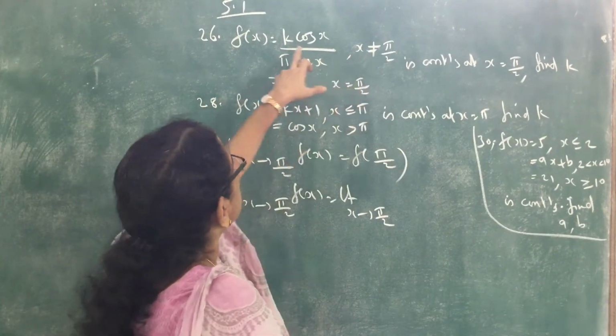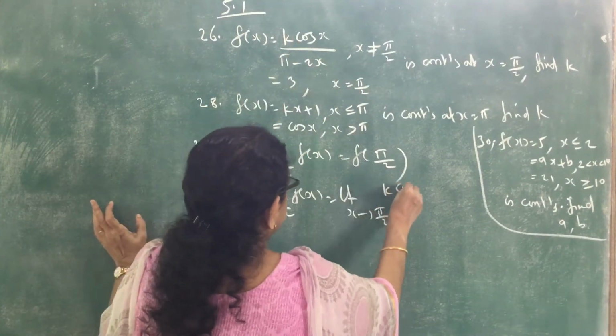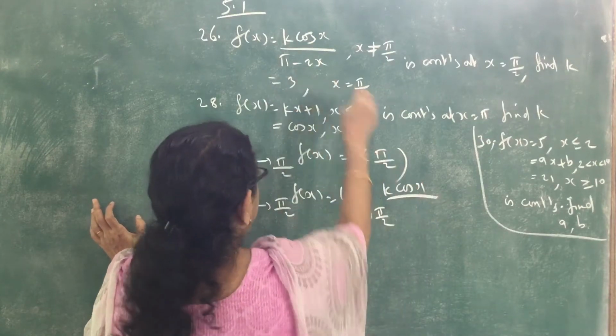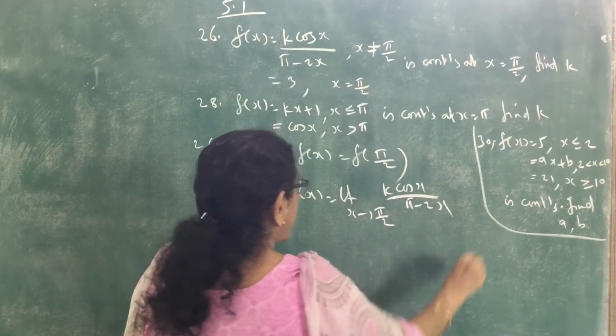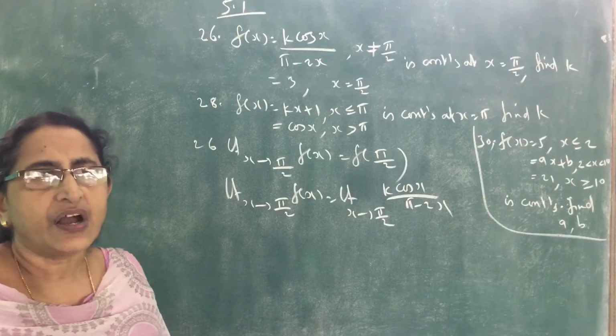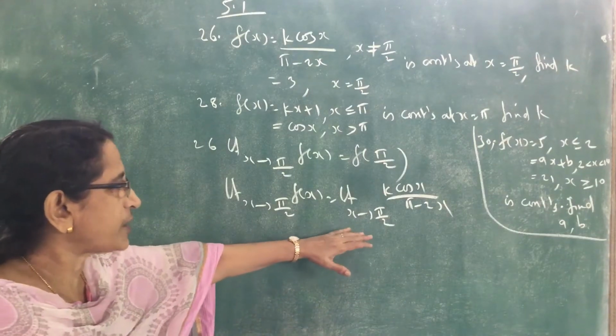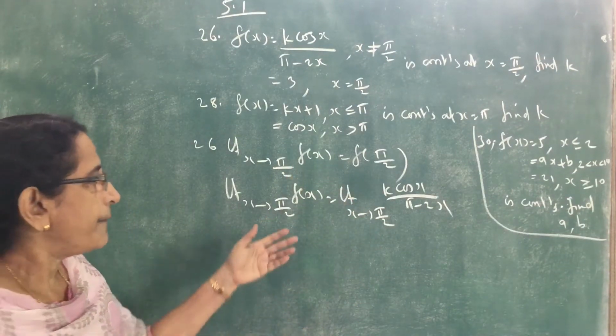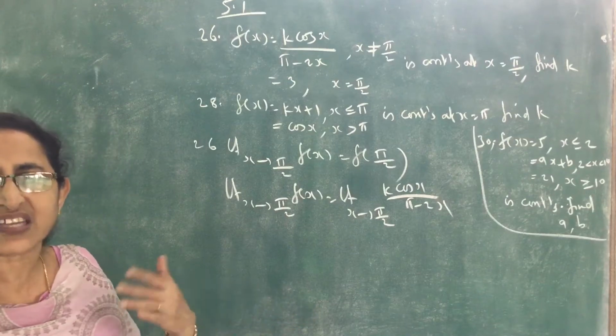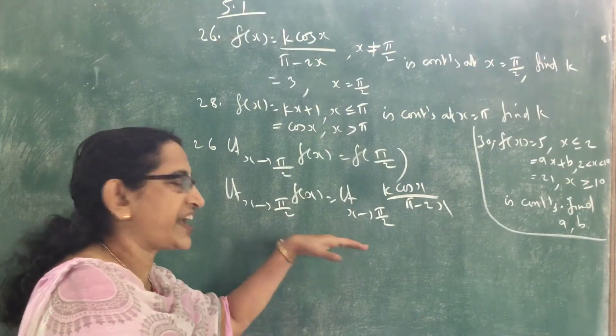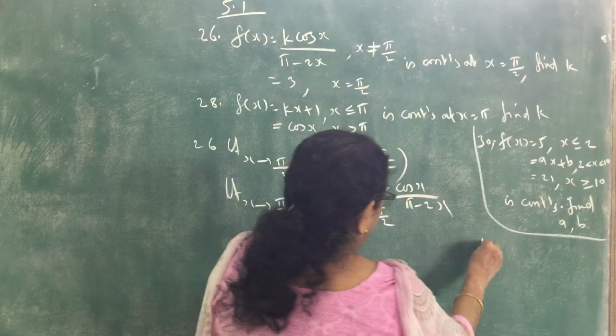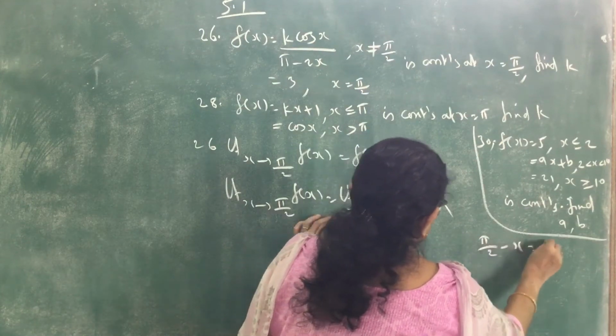f of x is this one, k cos x divided by pi minus 2x. We want to find this limit. To find this limit, we want to change the variable, because directly when we substitute, we get 0 by 0. So we have to change the variable, that is pi by 2 minus x.